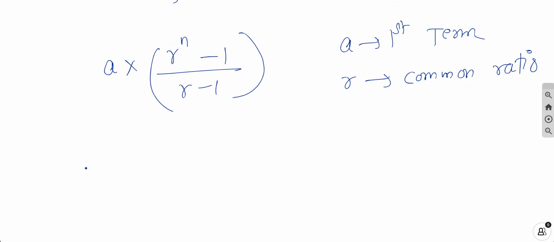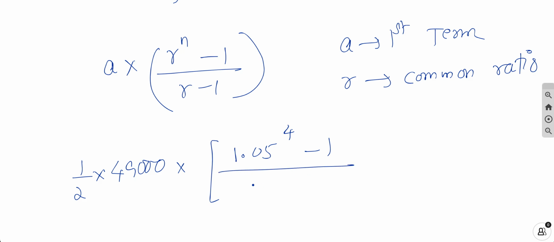So in this case, A is every year the first year I'm saving is for half of 49,000. In fact, that is for every year. And my R is 1.05. N is for 4 years I'm doing this, divided by 1.05 minus 1.